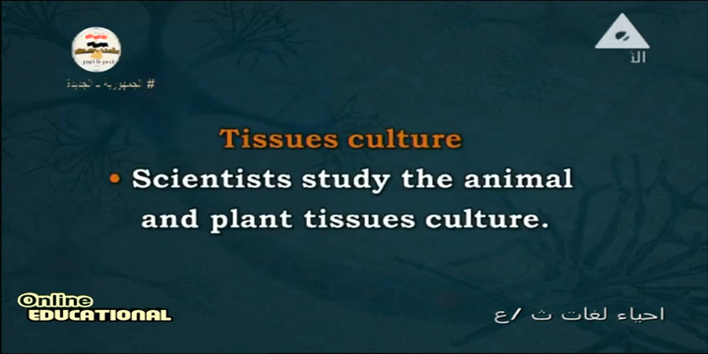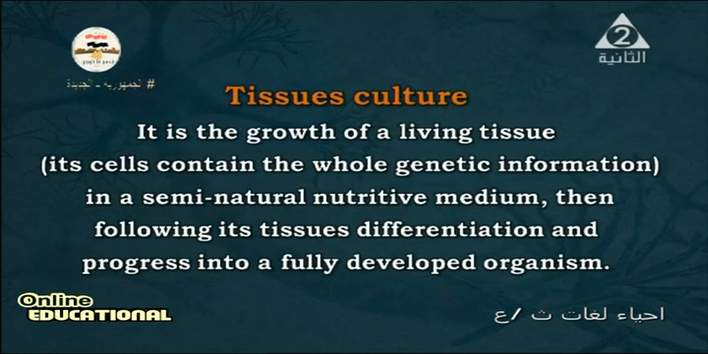The last one from asexual reproduction is named tissue culture. What is tissue culture? Tissue culture is a type of asexual reproduction in which we can grow another living organism in a nutritive medium. Scientists study animal and plant tissue culture. It is the growth of living tissue whose cells contain all the genetic information in a semi-natural nutritive medium. Then its tissues differentiate and progress into a fully developed organism.